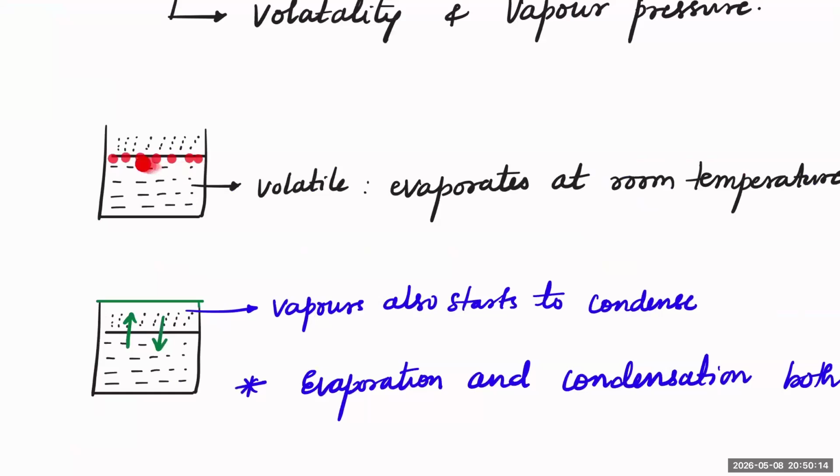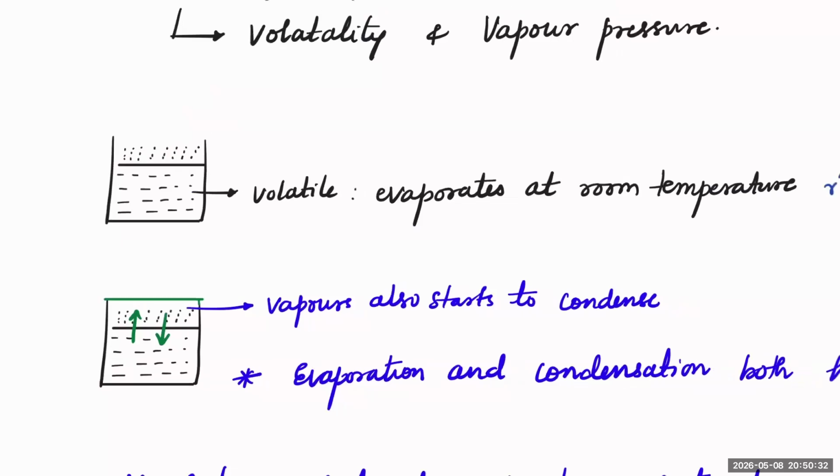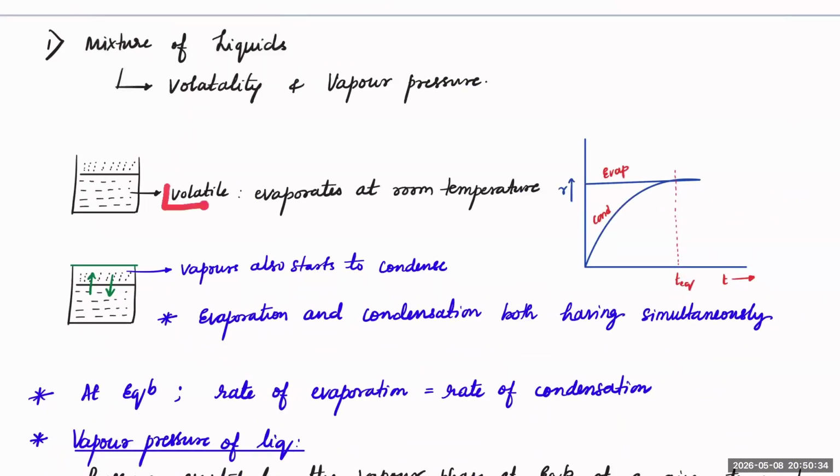The surface particles are maintained at a different temperature T1, and outside there is a temperature T2, correct? Between these two, there will be an exchange of heat, and the surface particles will gain that energy and try to evaporate and come out of the liquid. This evaporation at room temperature is called volatility, and we call such liquids volatile liquids. For example, water evaporates at room temperature, so we say it is a volatile liquid.